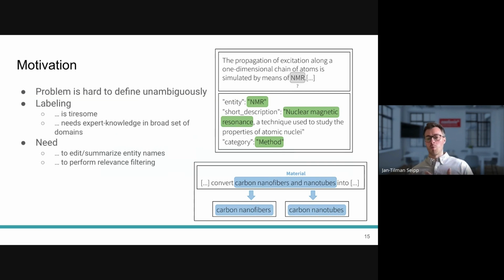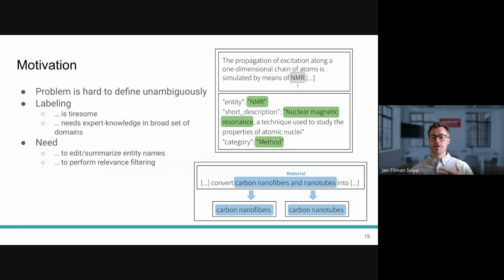And one way of incorporating large language models is to help us do the labeling process more efficiently. You see one of the examples here, the upper box with the text: the propagation of excitation along a one-dimensional chain of atoms is simulated by means of NMR. And then the question is, okay, what is NMR? And in fact, you don't see the entire text here, but it is not mentioned anywhere else in this abstract.